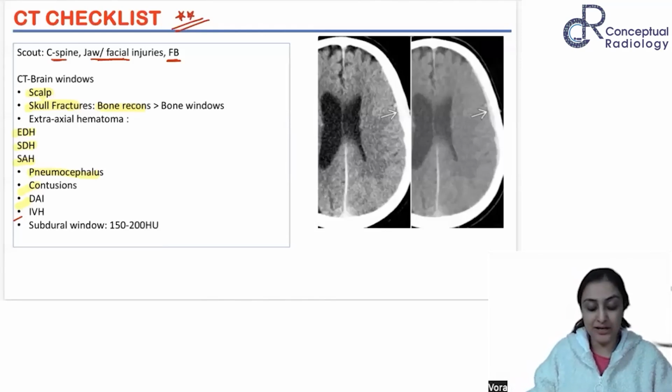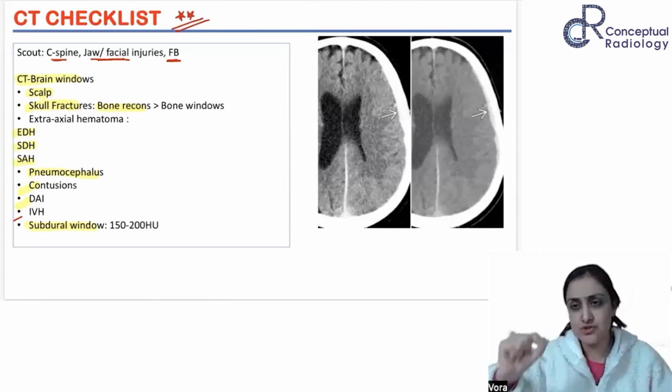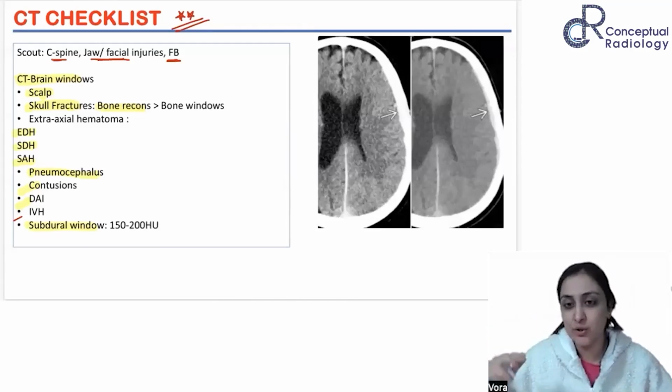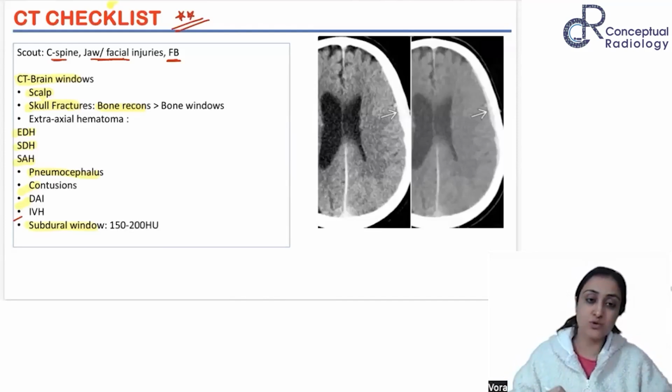So after you are done with this, most people will stop here, है ना कि कोई injury नहीं है. Another very important habit that you should have when interpreting trauma scans is look at subdural window. These are a wider window. You don't have to do anything manually, just change the window to make it a bit wider, right? It's somewhere close to 150 to 200 HU.